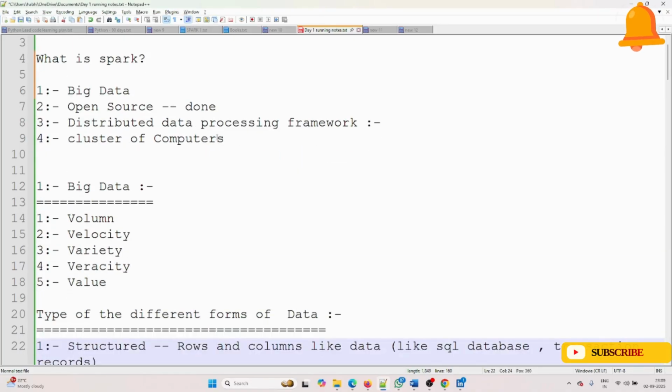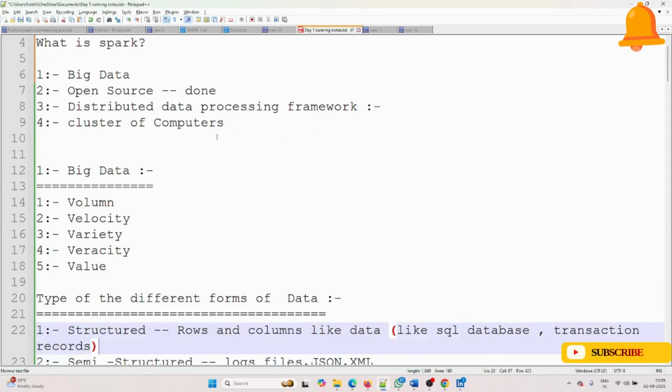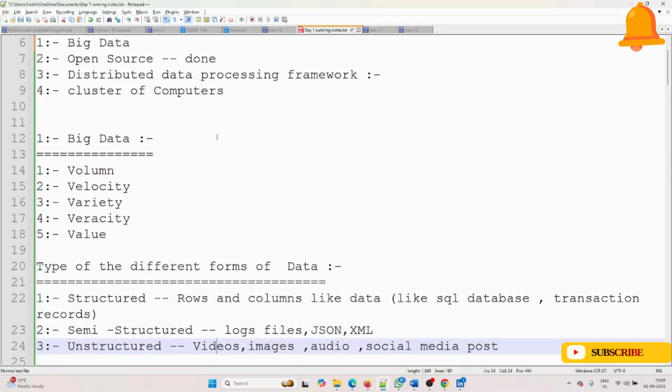Now I'm going to talk about the distributed data processing framework. I'm going to divide it into three parts.